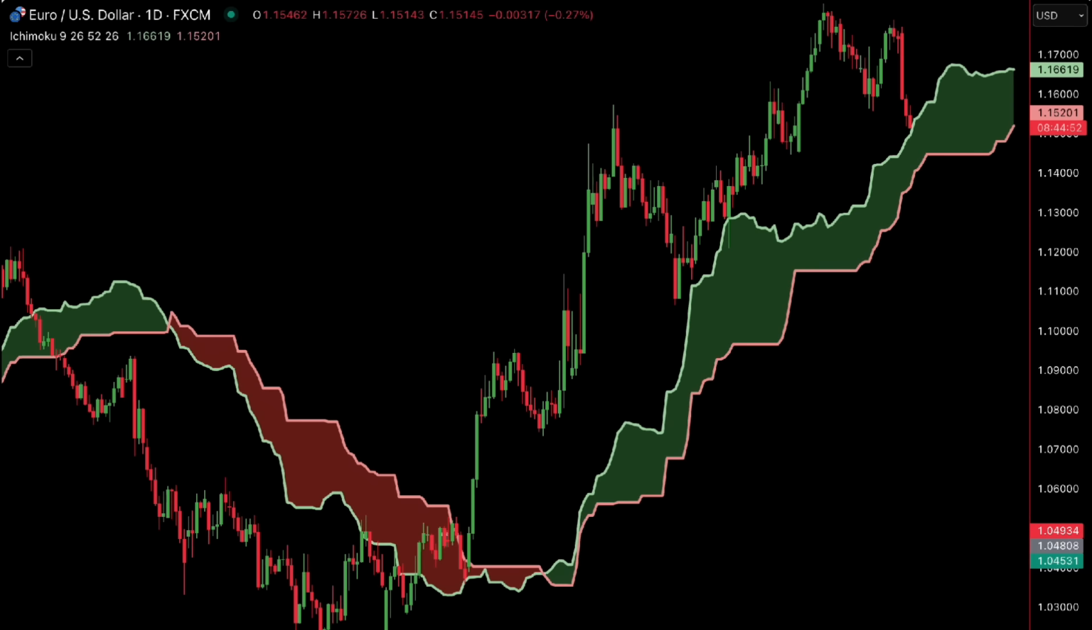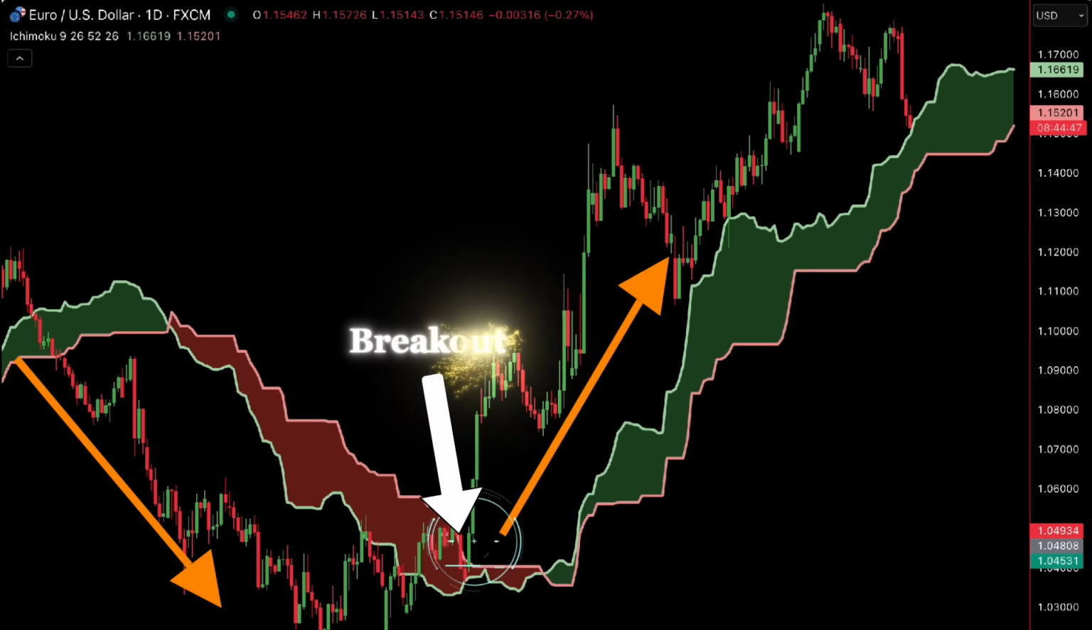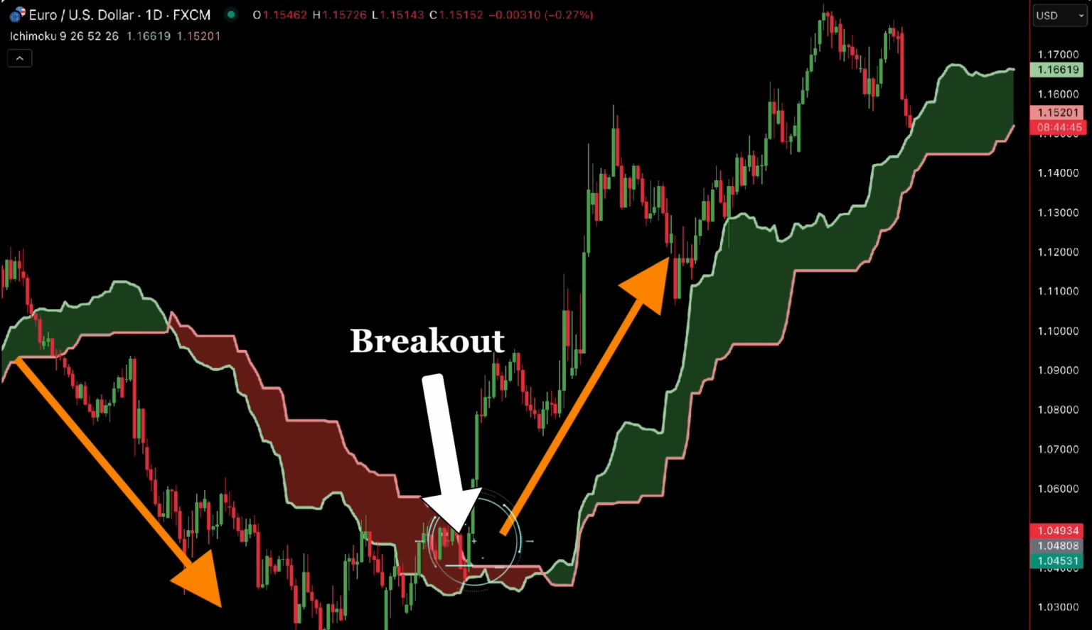Take a look at the Euro-US dollar daily chart. The market had been in a downtrend for months, but once price broke above the cloud in March, the trend flipped, and it kept climbing all the way through July. So if you were just using the cloud, you could have spotted that trend reversal before most traders did.